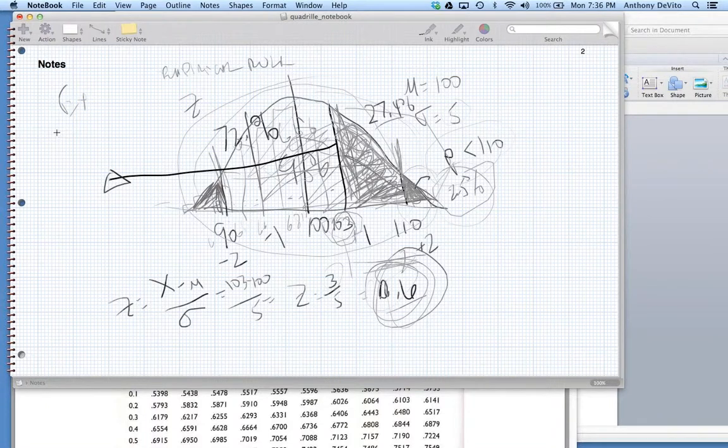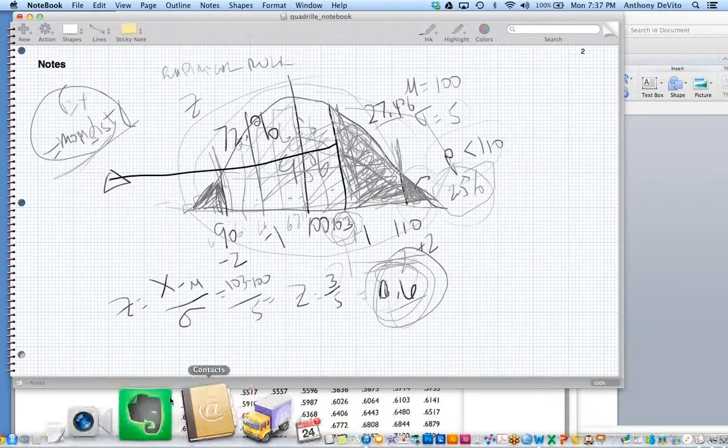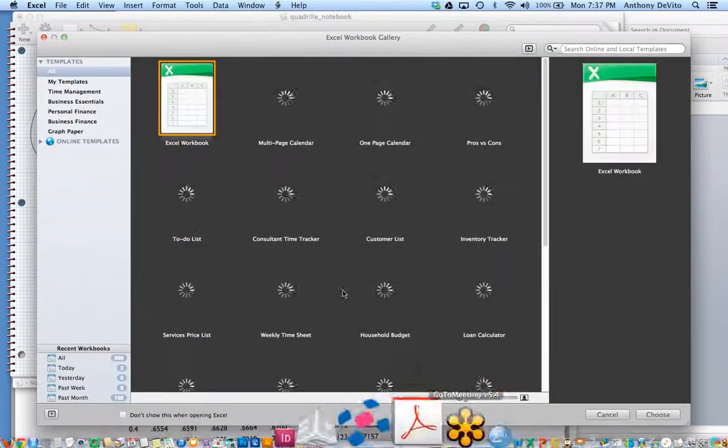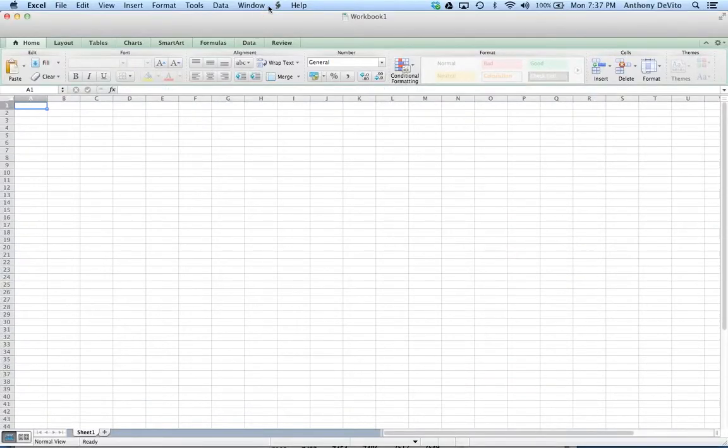We also know that we can use the function equals NORM.DIST in Excel to give us this value as well, or NORM.S.DIST, I think. There are functions in Excel that will give us this value. Let me just do it, just so that we remember. I just want to go over this to make sure that we're all at the same starting point here.